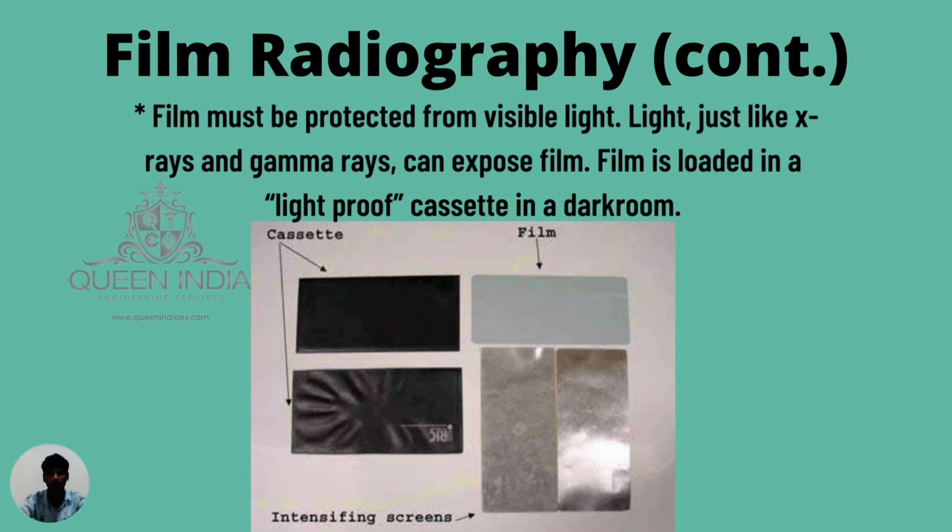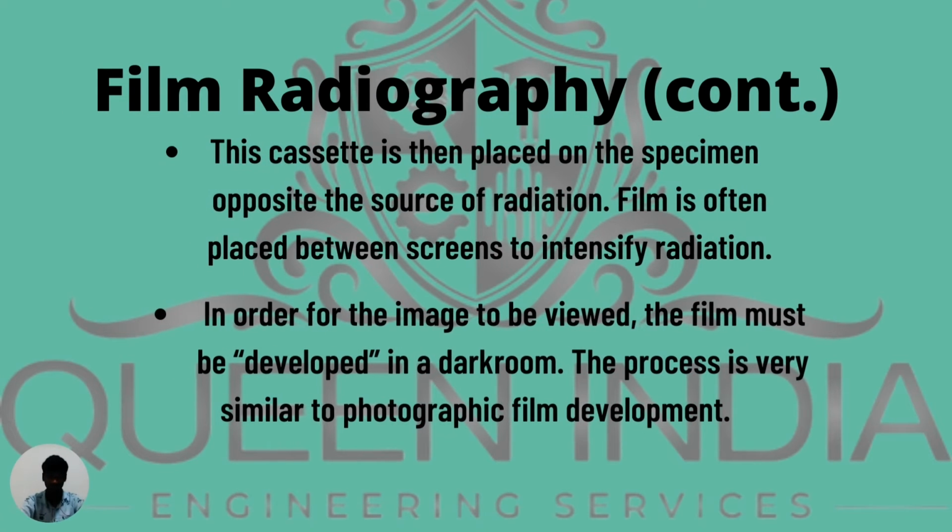Next, we move on to film radiography. The film is light proof, except in the darkroom. Normally used in the darkroom, the film will be developed. In order for the image to be viewed, the film must be developed in a darkroom. The process is very similar to photographic film development. The film is often placed between intensifying screens.